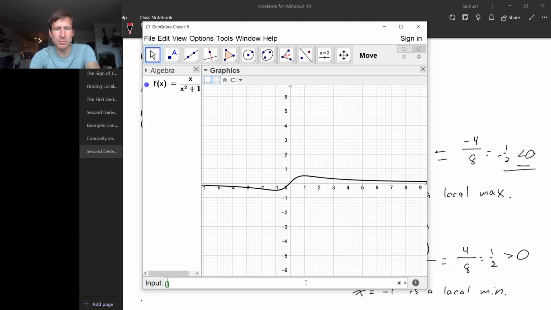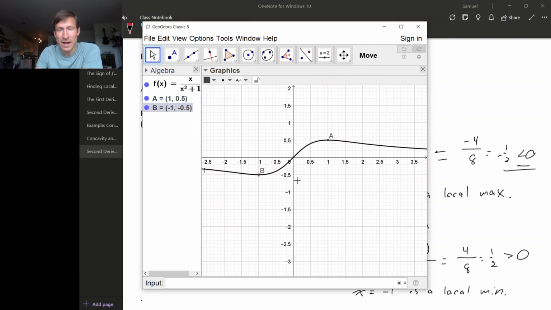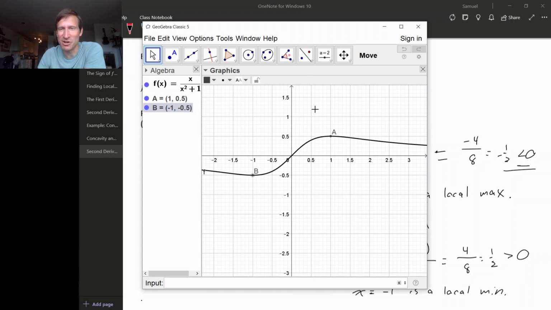And if we look at the points (1, f(1)) and (-1, f(-1)), those should be our local mins and local maxes. And yes, those do look like our local mins and local maxes, and more importantly, the critical number at x equals 1 is the local maximum, which is what we said it should be, and the critical number at x equals -1 is a local minimum, which again is what we predicted using the second derivative test. So the second derivative test is working here.